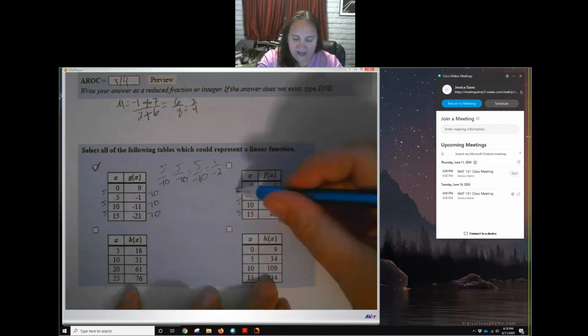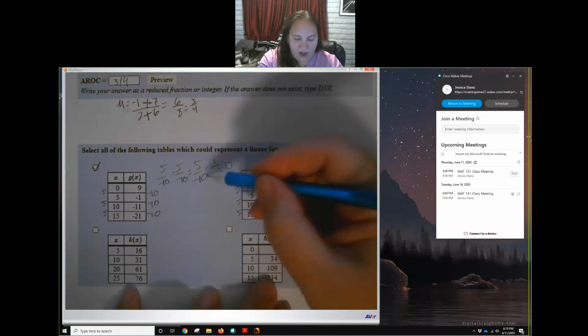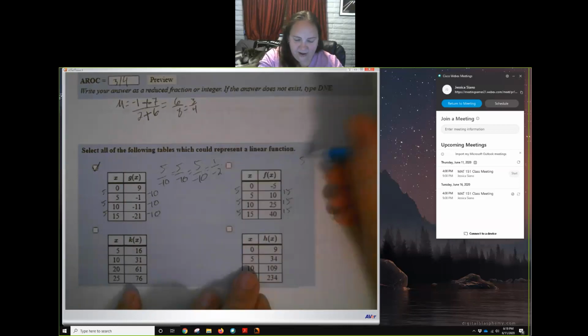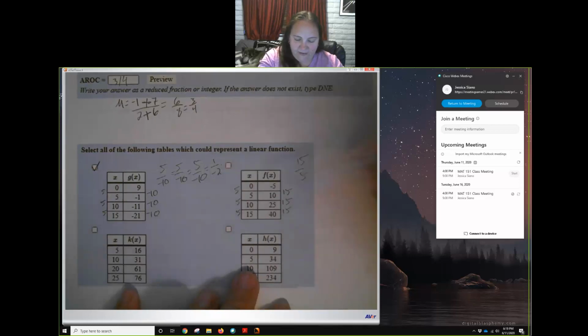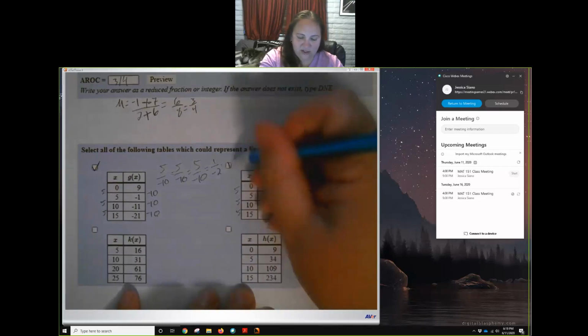And again, I did it backwards over here. It should be y over x. 15 over 5, 15 over 5, 15 over 5. Since those are all the same, this one is also linear.